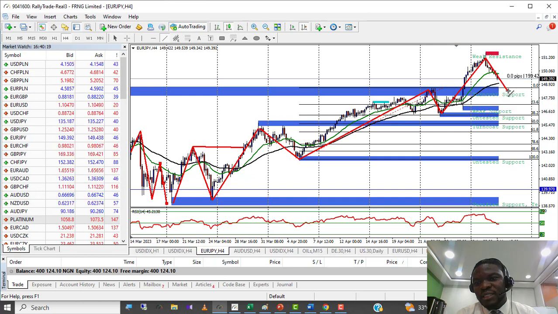So probably it will retrace to somewhere around there before we can think of buying again and start trading into the upside. Okay, so I've showed you Euro JPY. Let me now show you another instrument, AUD USD.